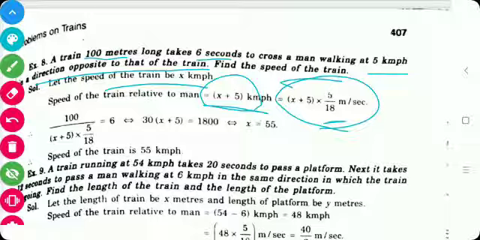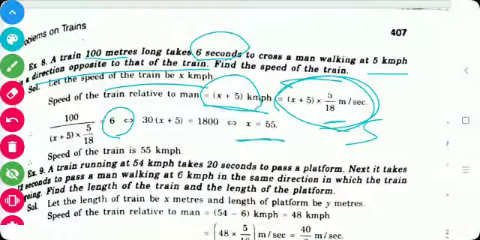So the relation is, as we are given, the length of the train is 100 meter, and this is the speed and the time is given. So we will write 100 upon this speed is equal to 6. 100 is the length, so length upon speed is equal to time. So time is 6 seconds. So according to that, x is equal to 55. So the speed of the train is 55 km per hour.